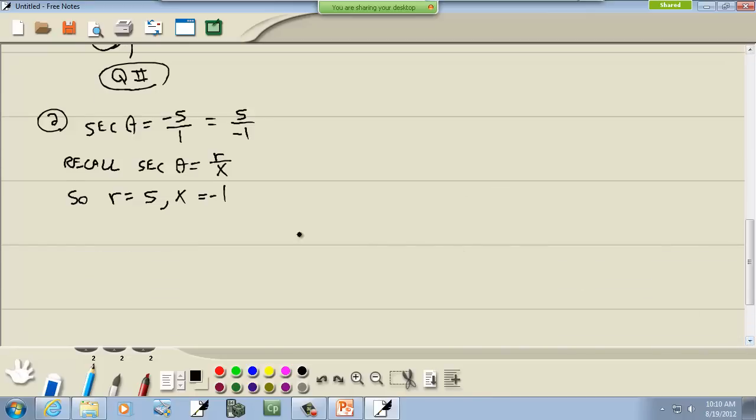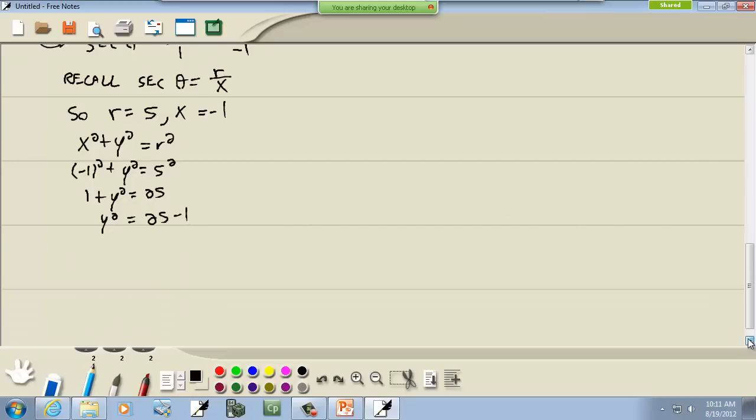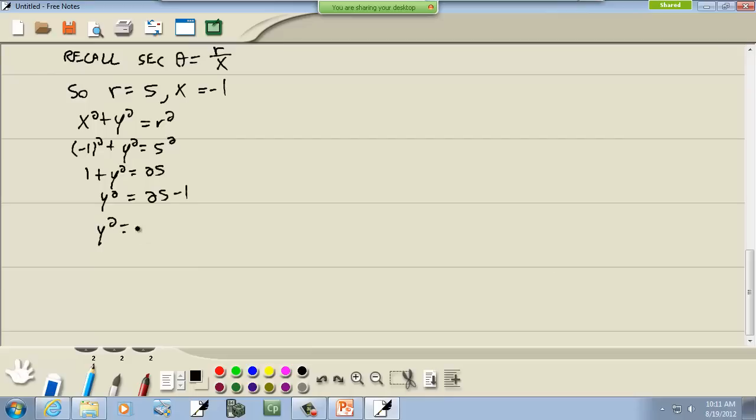Well, we're missing y, so we got x squared plus y squared is equal to r squared. X we said was negative 1, so we got negative 1 squared plus y squared equals r squared. Oops, should plug in the r, I guess. R we said was 5, so we got 5 squared. So that gives us 1 plus y squared equals 25. Solving for y, so I take the 1 over, and I get y squared equals 25 minus 1. Y squared is equal to 24. Drop the squared, square root property, put a plus or minus square root on the other side.